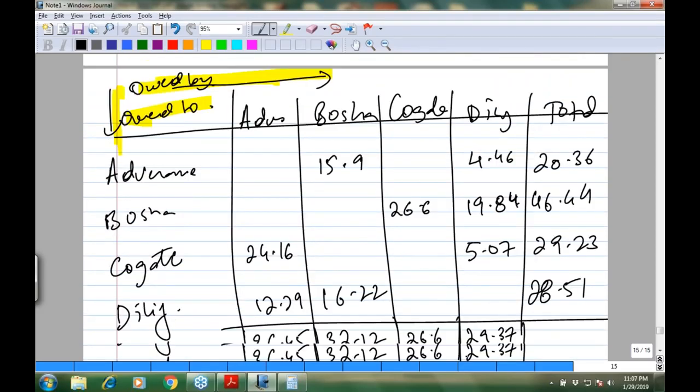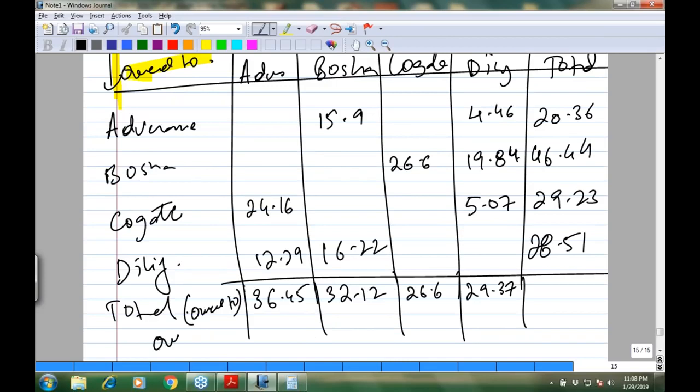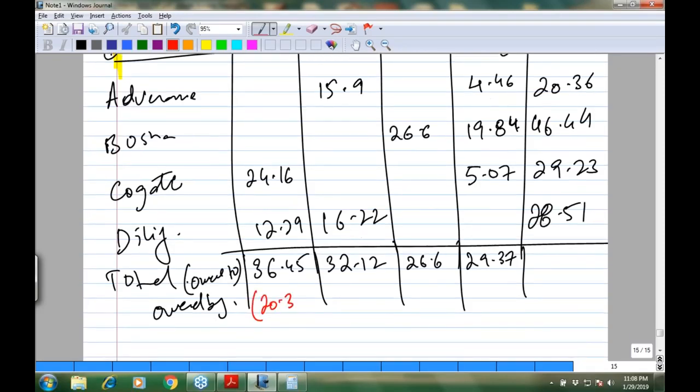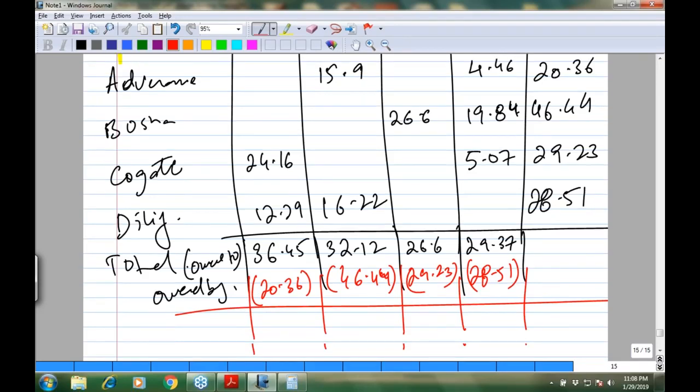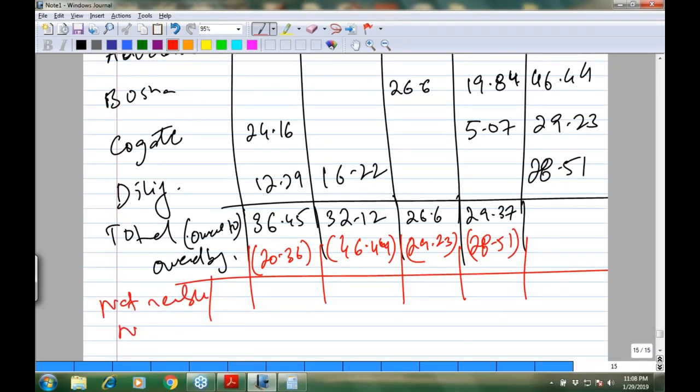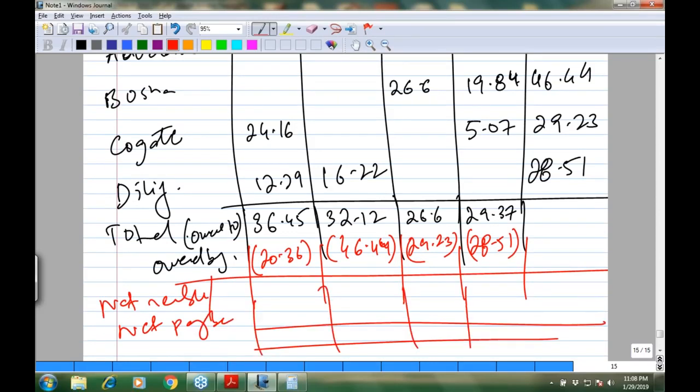So this is total owed to, and we would place the total owed by them over here against this. When you plot this total owed by, it is 20.36, then 46.44, then 29.23, and then 28.51. So you will end up getting net receivable or net payable. Let's try to figure out how much the net amount is.